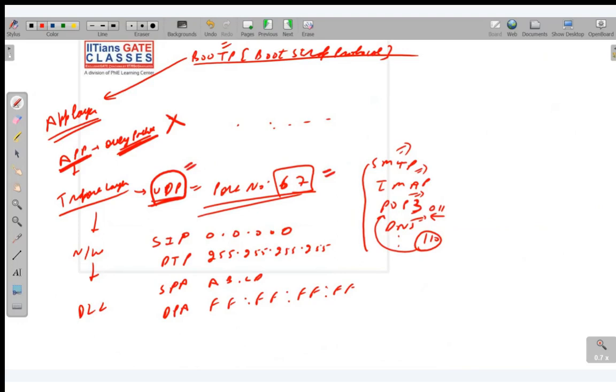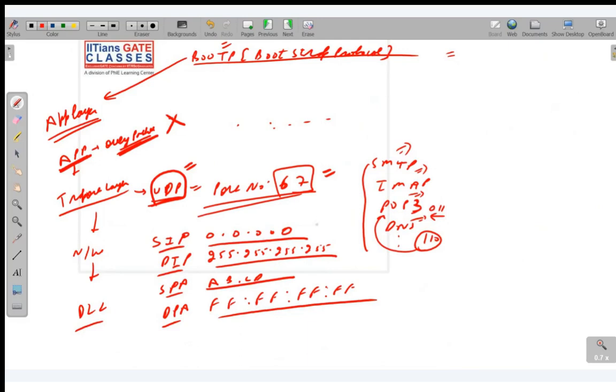I have told you, whenever you want to send small messages, UDP is the best. Whenever you want to send large messages, chopping should be done, then in that scenario we will use TCP. Here we do not need TCP, we are just simply sending a very small query packet, so UDP is used. At the network layer SIP will be all zeros, DIP will be all ones. At the data link layer source physical address you already know, destination physical address will be all ones.